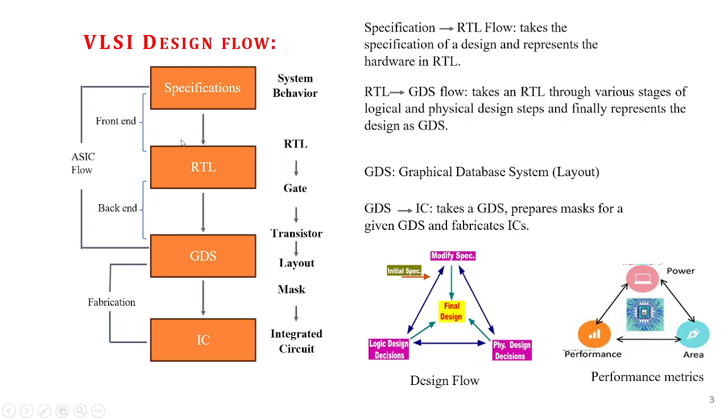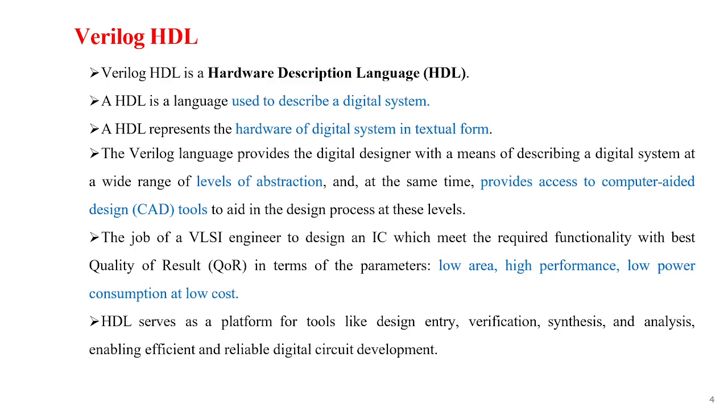So basically you have different steps: from specification to RTL, that is front end, from RTL to GDS there is back end, and from GDS to IC there is fabrication. Like this it will flow. This is the basic VLSI design flow.